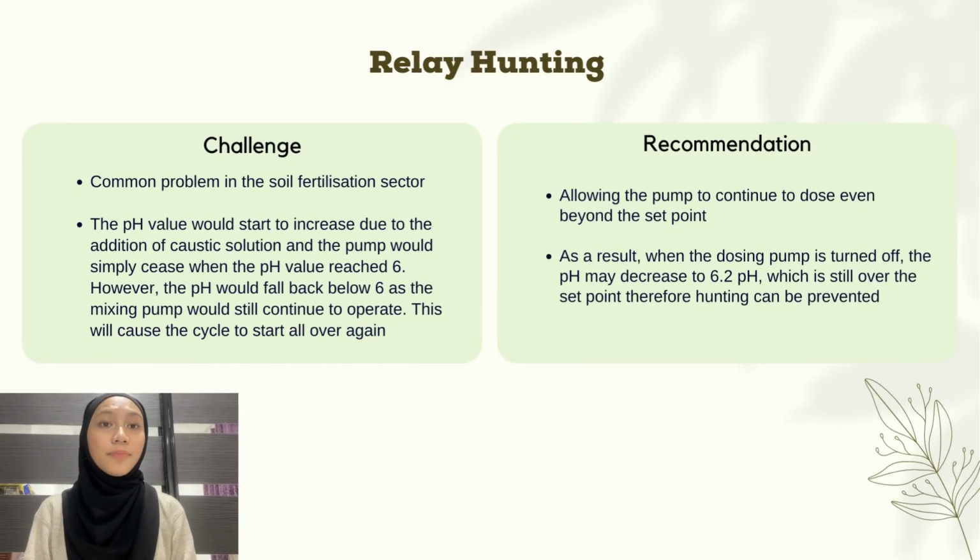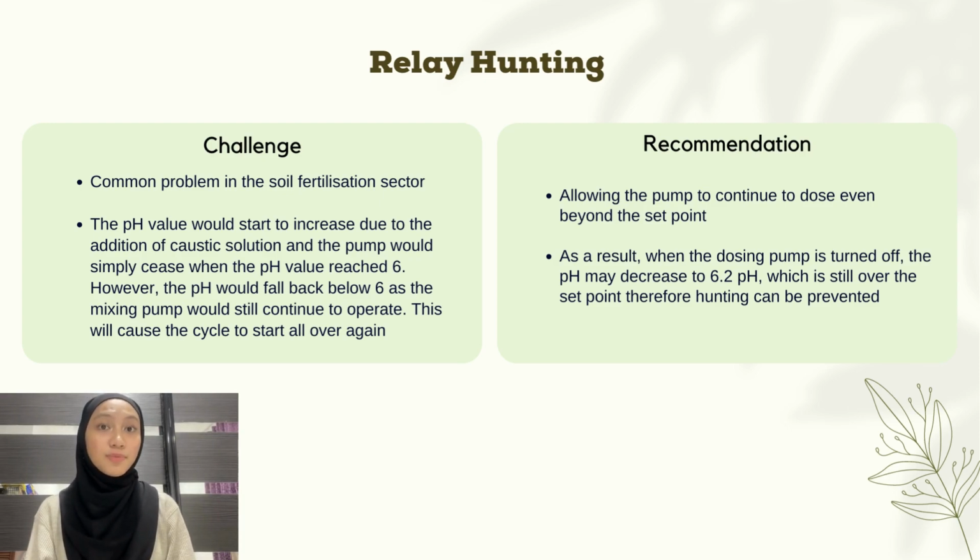Relay hunting around the set point is a common problem in the soil fertilization sector. To make this clear, assume that in a typical scenario, a low set point of seeds pH has been selected. The pH value would start to increase due to the addition of caustic solution, and the pump would simply stop when the pH value reaches 6. However, the pH would fall back below 6 as the mixing pump would still continue to operate, and this will cause the cycle to start all over again, hence resulting in the hunting relay around the set point.